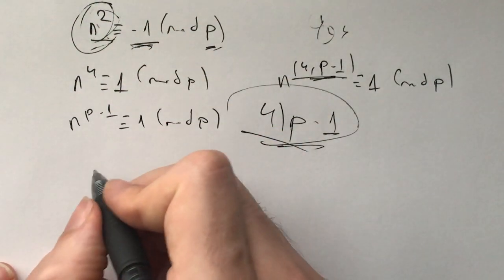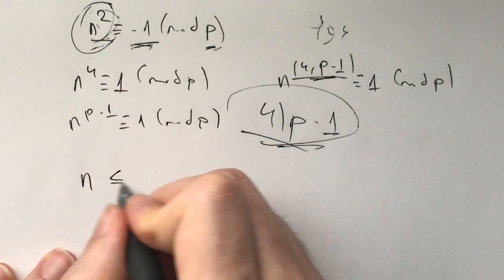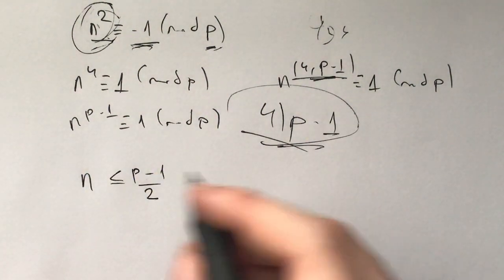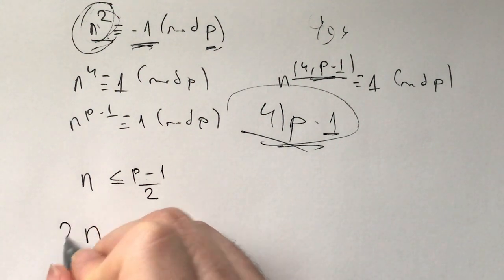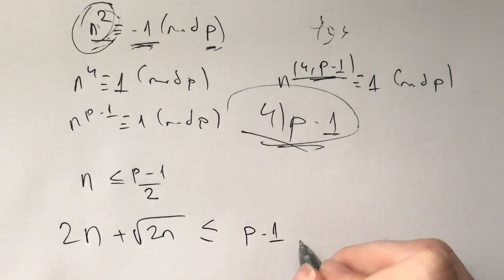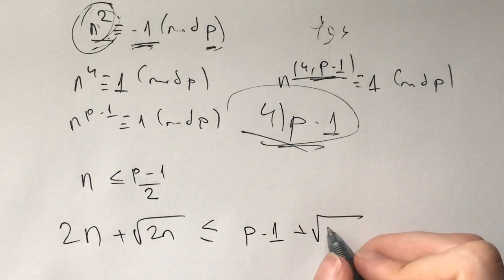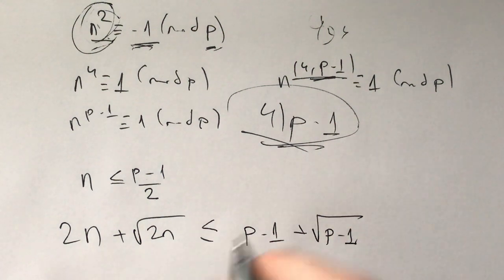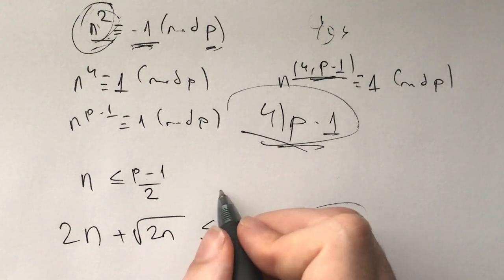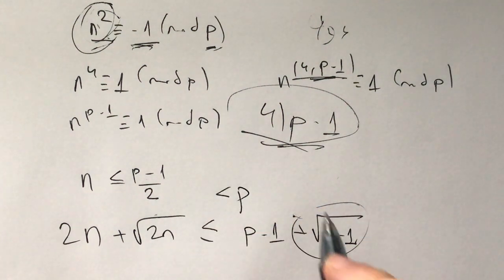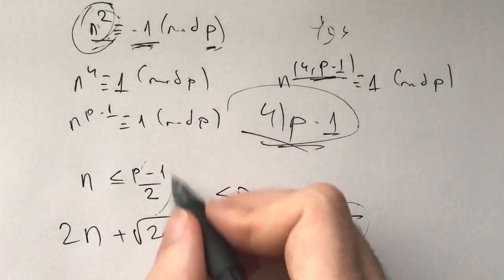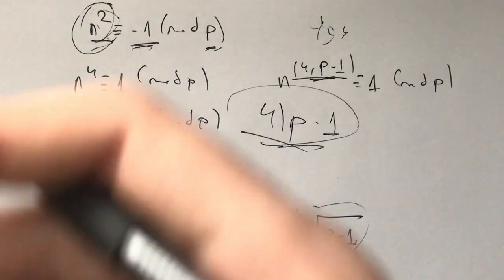Now again, let's take the smaller one, and then n is less than or equal to (p minus 1) over 2. And now let's look at our estimate, mind you. Our estimate of 2n plus the square root of 2n is going to be less than or equal to p minus 1 plus the square root of p minus 1. Okay, this is not great. This is a bit too big. We need this to be less than p. But now we need to sort of maybe estimate. It's not going to be (p minus 1) over 2, but we need to find something else.